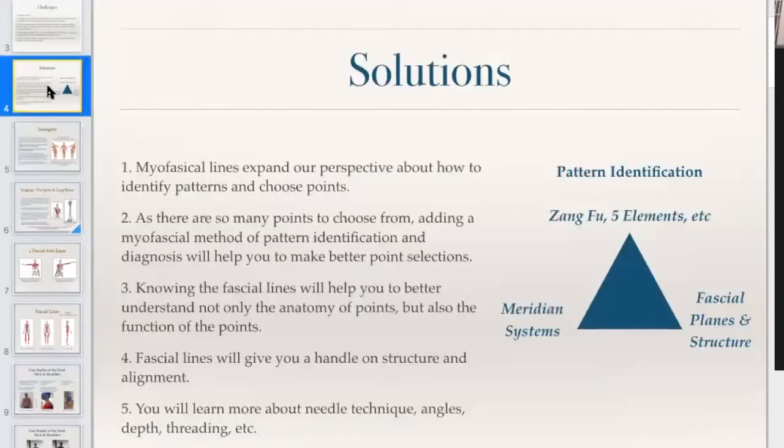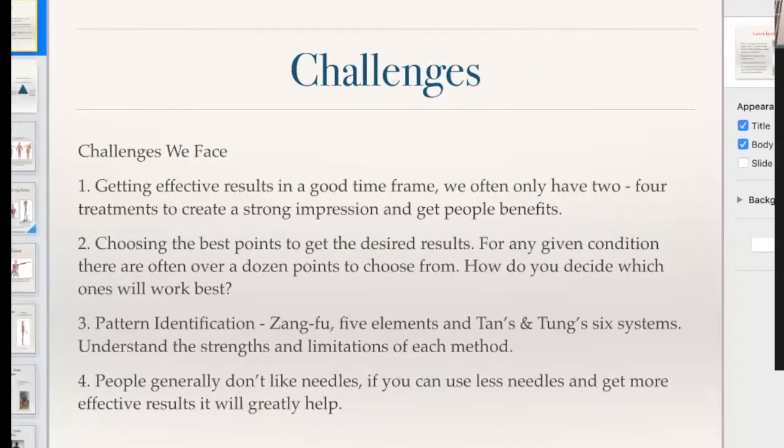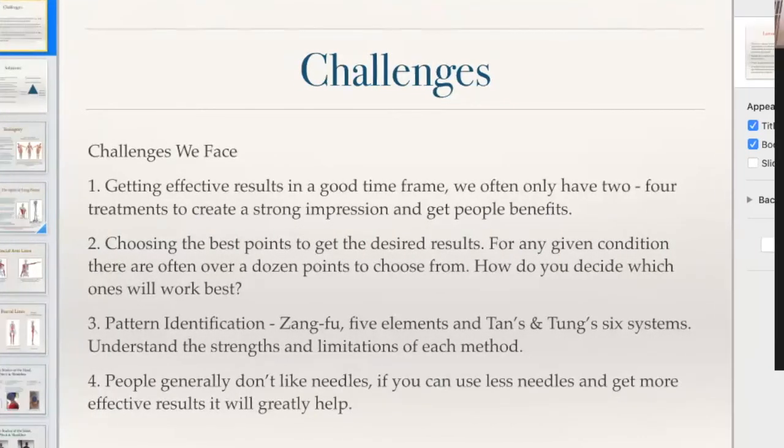Okay, let's go back to some of the challenges. One of the final challenges here is that people generally don't like needles. How many clients just tell you they don't like needles, right? I don't like getting needles. But if you can use three needles and get someone out of pain and have them do a few movements, that's going to create a strong impression. They're going to refer to you.